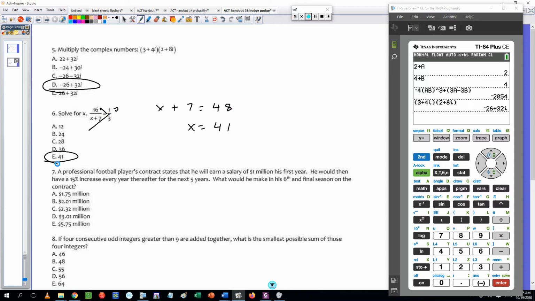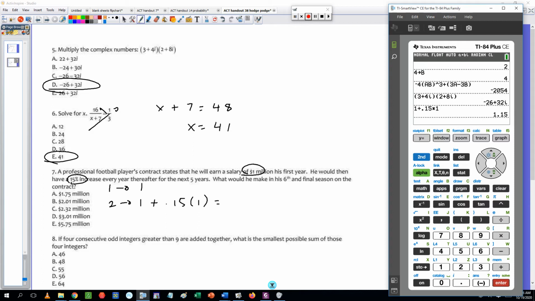A professional football player contract states he will earn a salary of $1 million. He would then have an increase of 15% every year. So, first year is $1 million. Second year is $1 million plus his raise. So 1 plus 0.15 times 1. That will be his second year. Third year, I'll take 1.15 and I'll add it 2.15 times the 1.15.